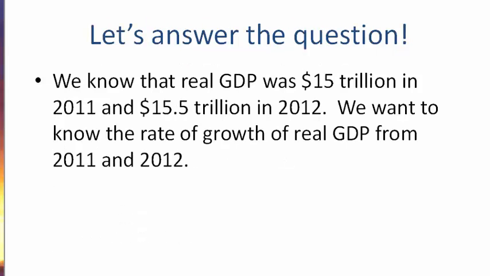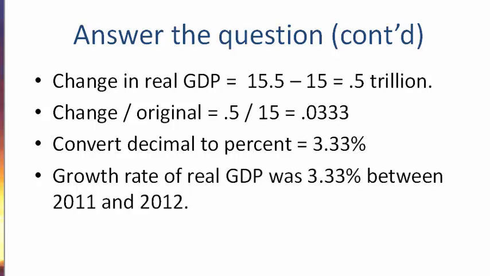Okay, let's use this information to answer the question posed earlier about the growth rate of real GDP. So we knew that real GDP was 15 trillion in 2011 and 15.5 trillion in 2012, and we wanted to find the growth rate. So the change in GDP then was 15.5 minus 15. The change was 0.5 trillion. The original value was 15 trillion, so the change divided by the original, 0.5 divided by 15, is 0.0333. If we multiply by 100 to convert the decimal to a percentage, we have 3.33%, and then we know that the growth rate of real GDP was 3.33% between 2011 and 2012.